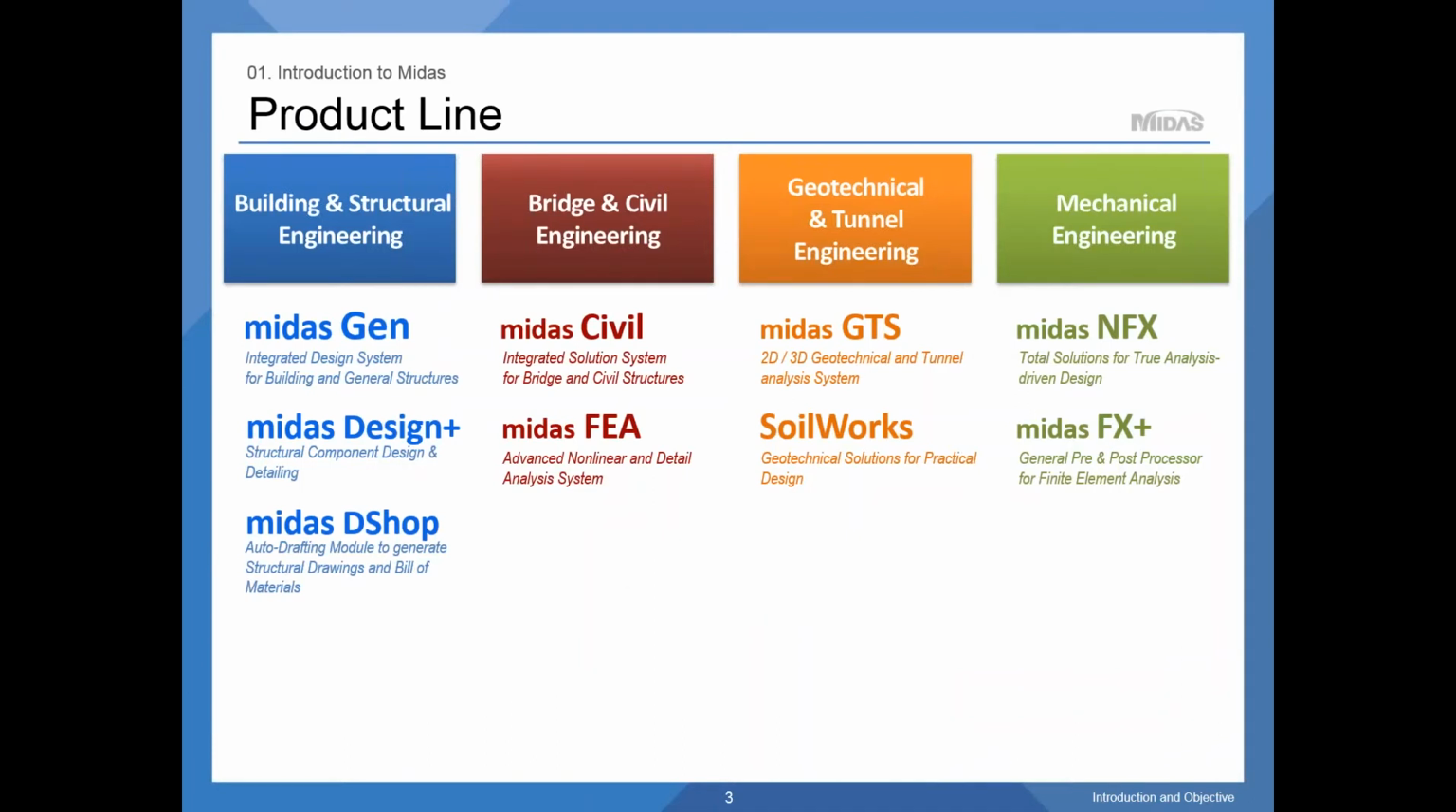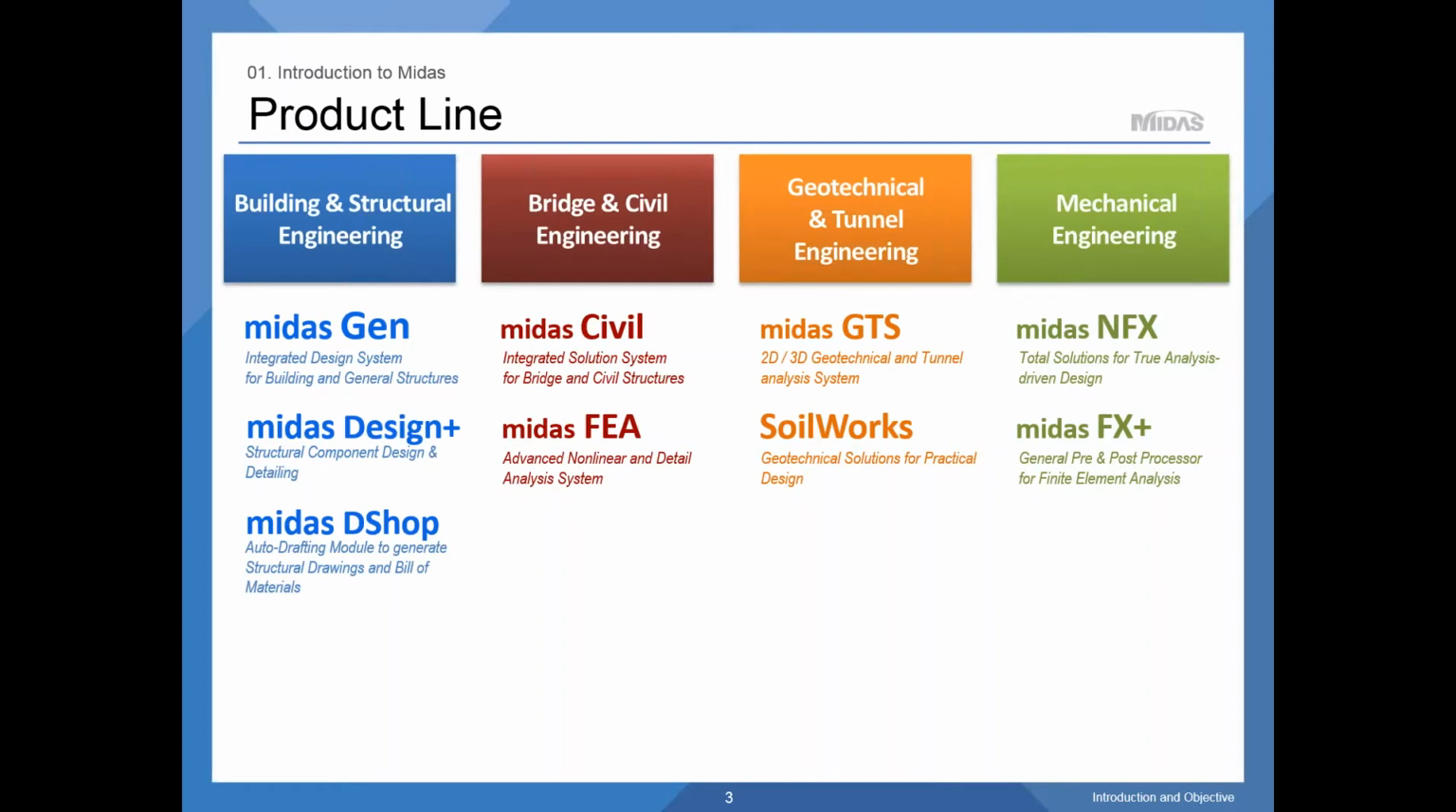In building and structural engineering, we have Midas Gen, which is an integrated design system for buildings and general structures, followed by Midas Design Plus, which is an individual design component tool, and followed by Midas D Shop, which is an auto drafting module. Coming to bridge and civil engineering, we have Midas Civil, which is an integrated solution system for bridge and civil structures. And we have an FEA product, which is an advanced nonlinear and detailed analysis system.